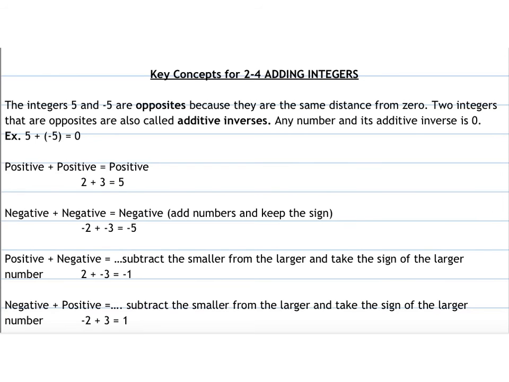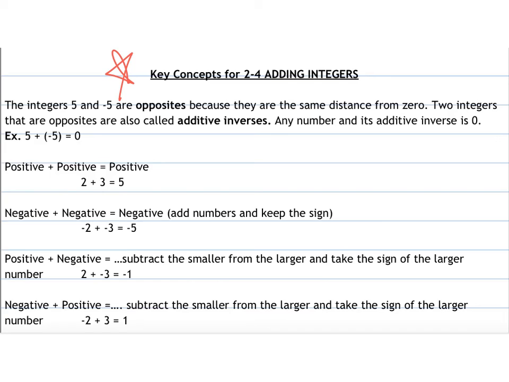Okay, now I know it seems like a lot, but I want you to write this down. Key concepts for adding integers here. The integers 5 and negative 5 are opposites because they are the same distance from 0. 2 integers that are opposite are also called additive inverses. And any number and its additive inverse sum to 0. So we have an example here. 5 plus negative 5 equals 0. So make sure you have all of this written down, this whole page.